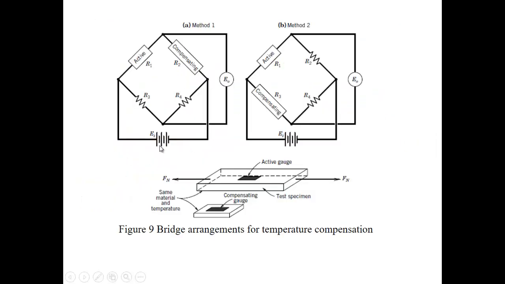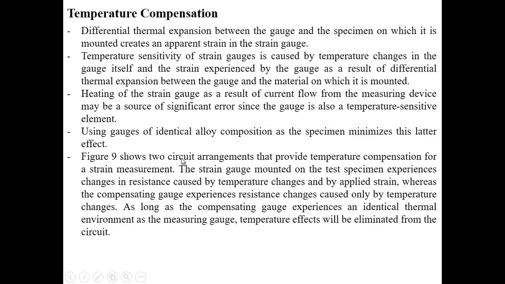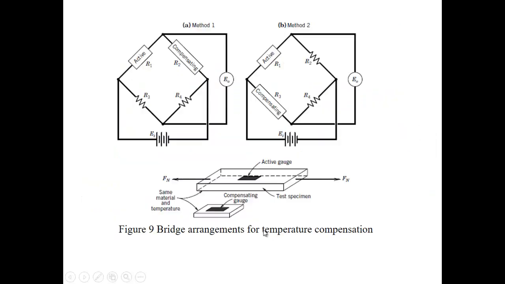Okay, figure 9 shows a two-circuit arrangement that provides temperature compensation for a strain measurement. The strain gauge mounted on the test specimen experiences a change in resistance caused by a temperature change and by applied strain, whereas the compensating gauge experiences resistance changes caused only by the temperature changes. As long as the compensating gauge experiences an identical thermal environment as the measuring gauge, the temperature effect will be eliminated from the circuit.